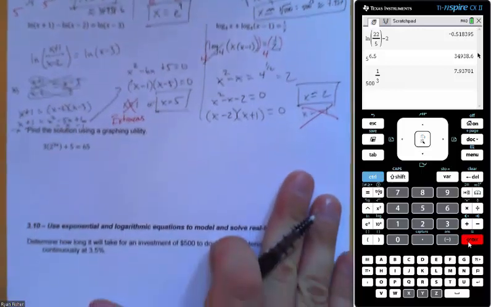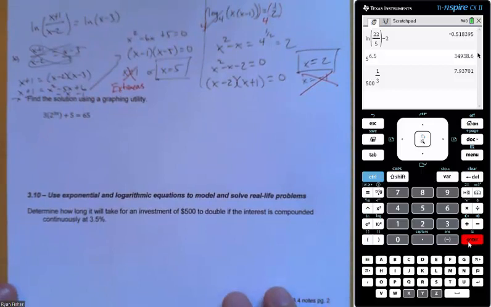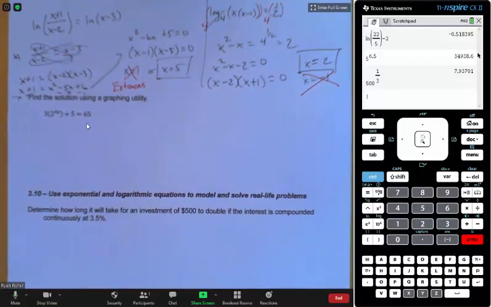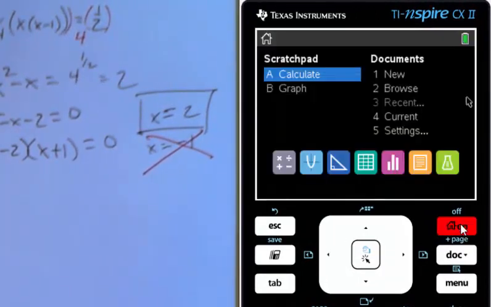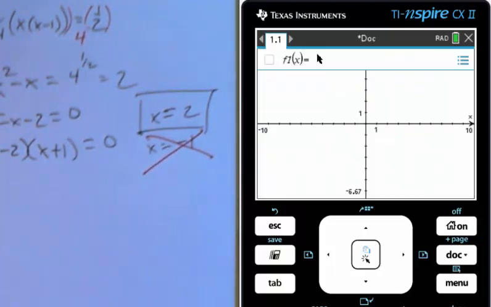Lastly, we can solve an exponential equation. Another technique for solving exponentials is by graphing. This should be your fallback method for solving any equation, let alone exponentials. To solve by graphing, I'm going to graph the left side, graph the right side, and then see where those things intersect. So I'm going to add a new graphing page.